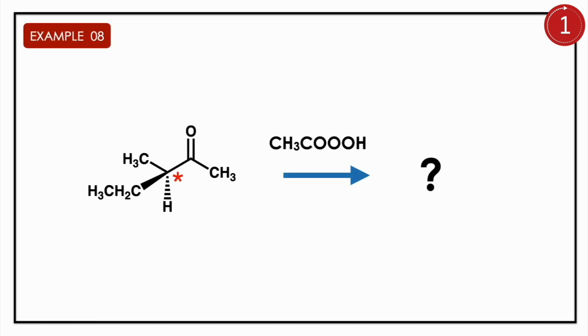Then the next example. Here you have a ketone. One side a methyl group, another side a chiral carbon with methyl, ethyl, hydrogen. You are using the peracid. You should find what will be the final product.